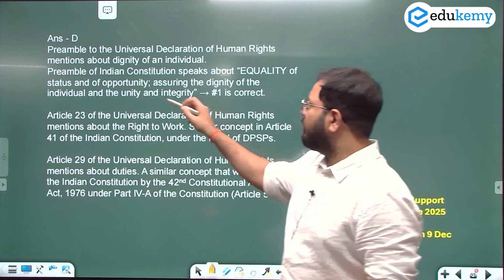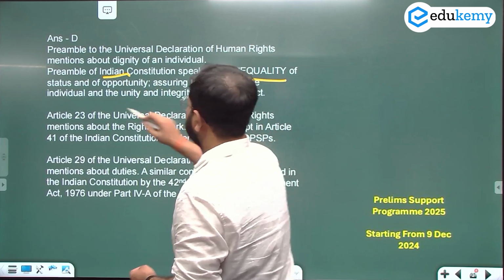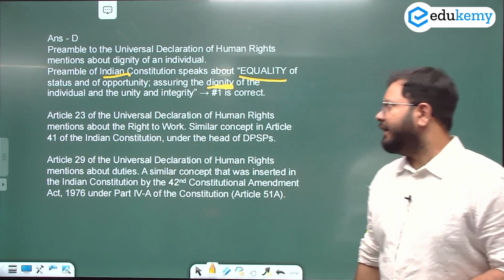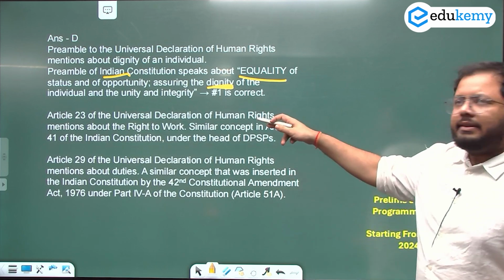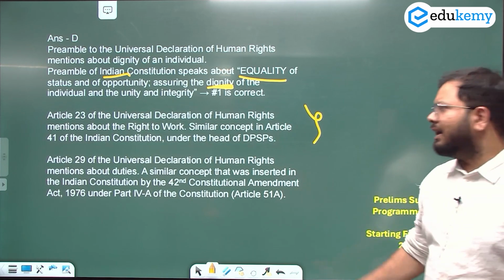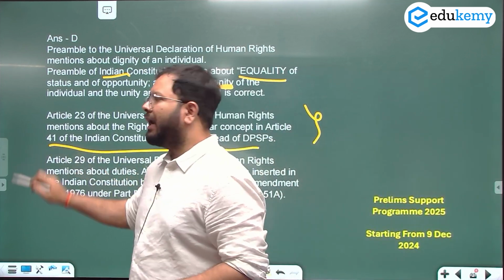और प्रीएम्बल ऑफ इंडियन कॉन्स्टिट्यूशन क्या मेंशन करता है? इक्वालिटी ऑफ स्टेटस एंड अपॉर्चुनिटी, एश्योरिंग द डिग्निटी ऑफ इंडिविजुअल एंड यूनिटी एंड इंटीग्रिटी ऑफ इंडिया. फाइन. द आर्टिकल 23 ऑफ यूनिवर्सल डिक्लेरेशन, ठीक है, मेंशंस अबाउट राइट टू वर्क. और सिमिलरली आर्टिकल 41 में वो मेंशन्ड है. ठीक है. राइट टू लाइवलीहुड करके.